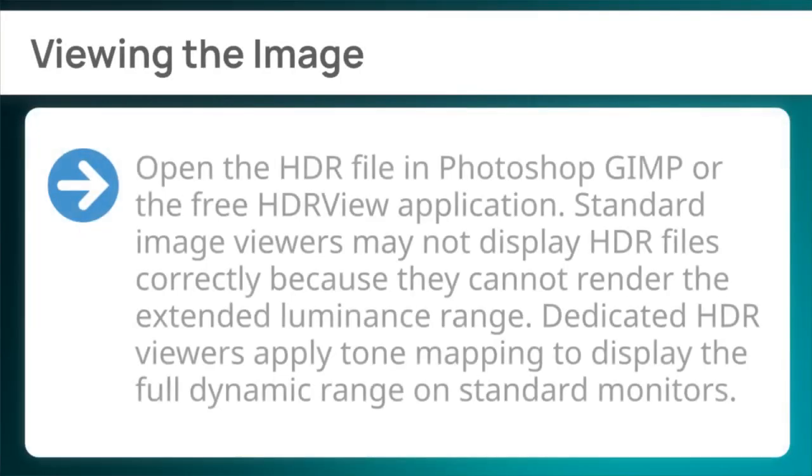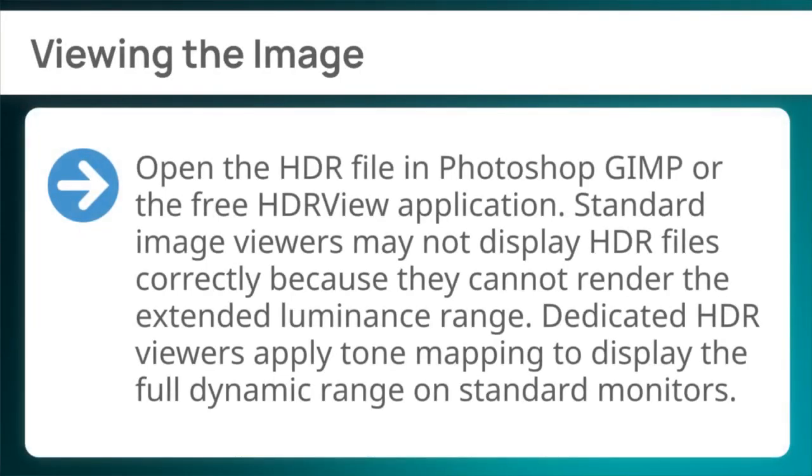First, viewing the image. Open the HDR file in Photoshop, GIMP, or the free HDR View application. Standard image viewers may not display HDR files correctly because they cannot render the extended luminance range. Dedicated HDR viewers apply tone mapping to display the full dynamic range on standard monitors.